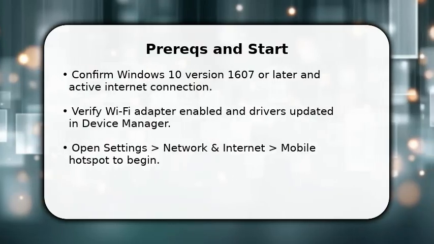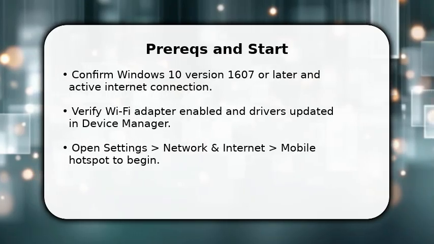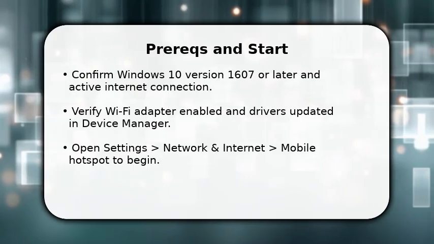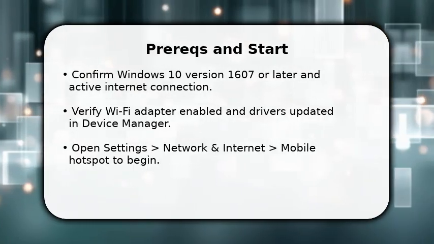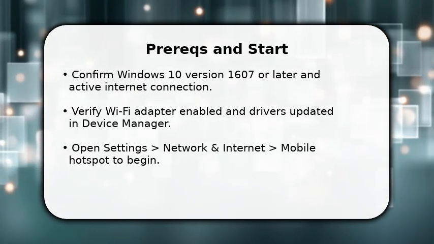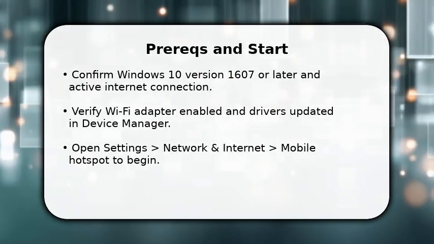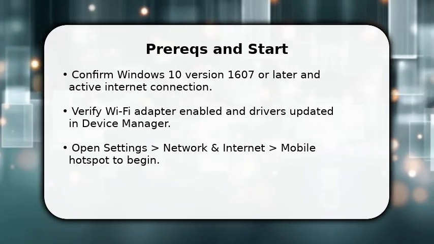You start by confirming the essentials. Windows 10 build that supports mobile hotspot and an active internet source. Once done, make sure your Wi-Fi adapter is enabled and drivers are current in Device Manager. Outdated drivers block sharing. Now open Settings, go to Network and Internet, then Mobile Hotspot.